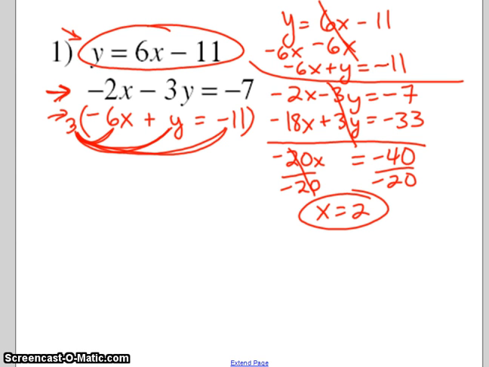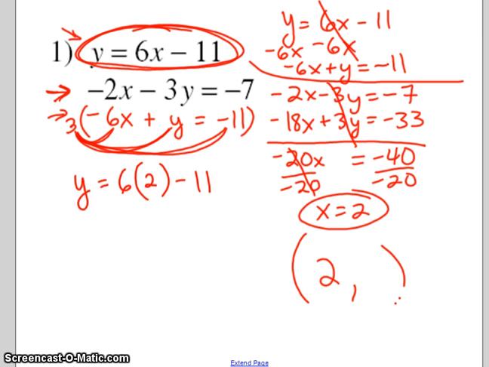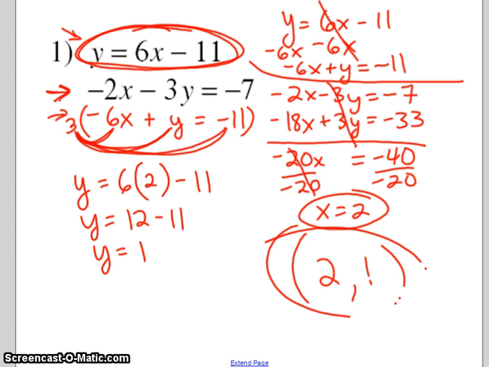Now that we know x equals 2, we're going to take that 2 and plug it into any of the equations we made. I would choose this one because y is by itself. y equals 6 times 2 minus 11. y equals 12 minus 11. y equals 1. So we have 2, 1 as our answer. I really got to get this board fixed.